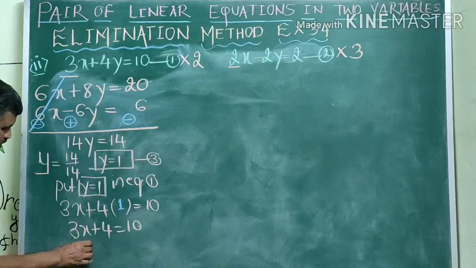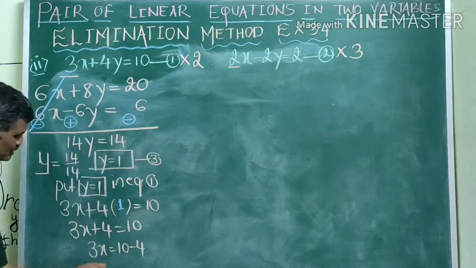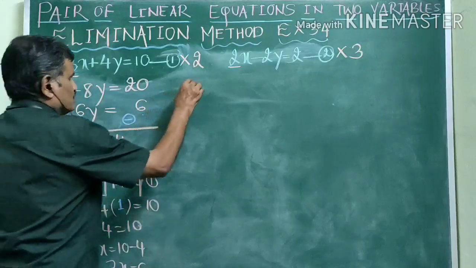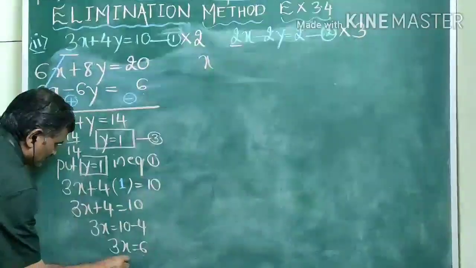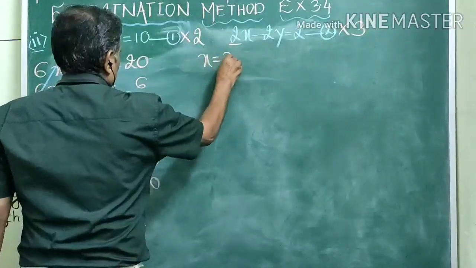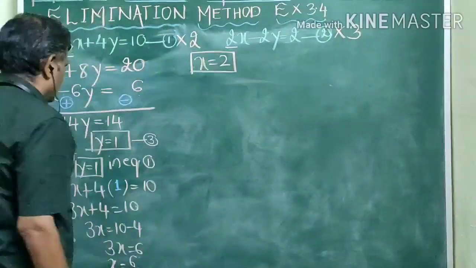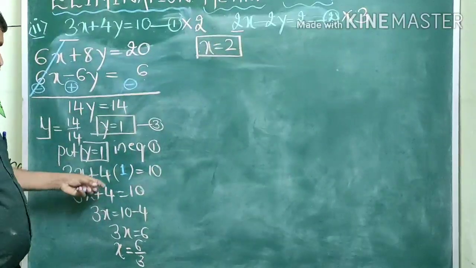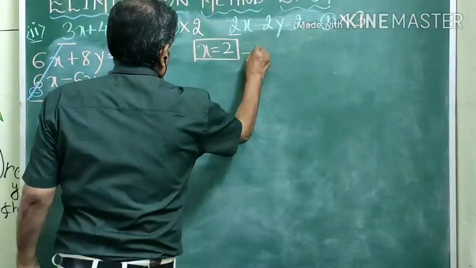So if I further simplify, it becomes 3x is equal to 10 minus 4. That means 3x is equal to 6. That means x is equal to 6 divided by 3. And that is equal to how much? 2. So children, I have eliminated x, and after that I have put the value of y in the first equation in order to get the solutions as y is equal to 1 and x is equal to 2.